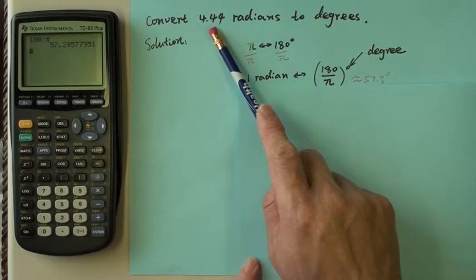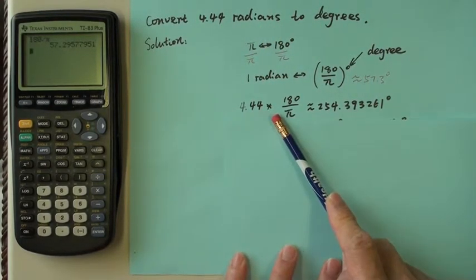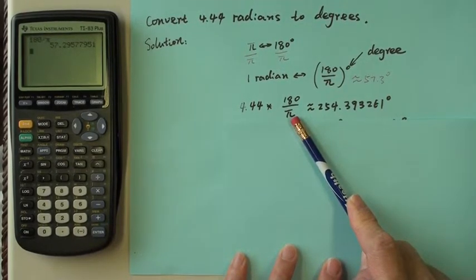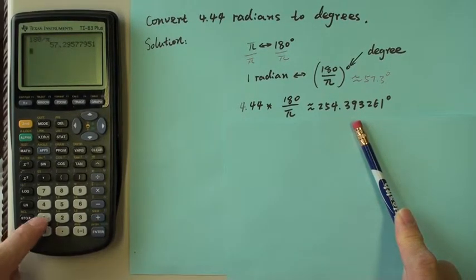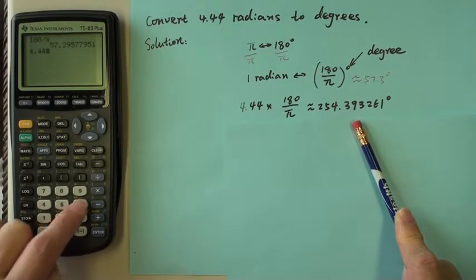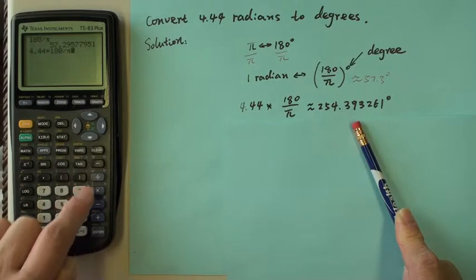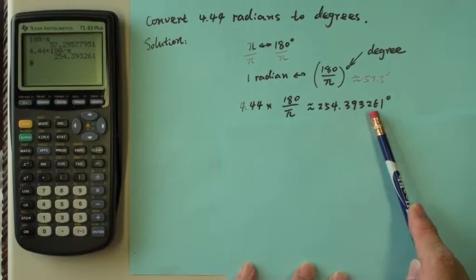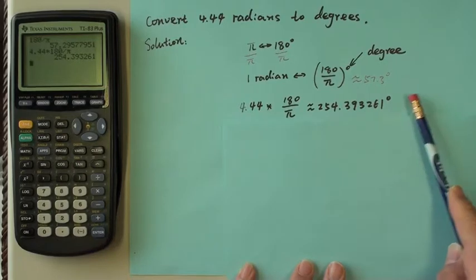And here is 4.44 radians. So that will be 4.44 times 180 divided by pi. Then you will find out the degrees. So down here is 4.44 times 180 divided by pi. So it's 254.393261. Okay, this is in degrees.